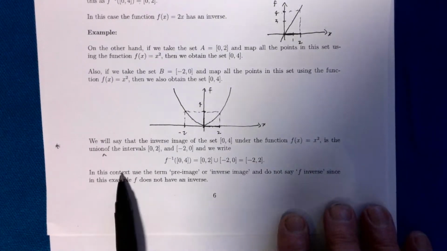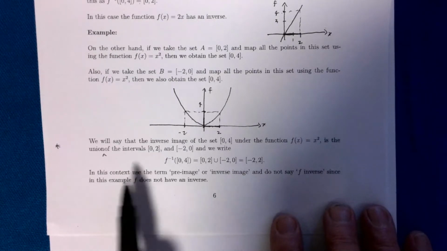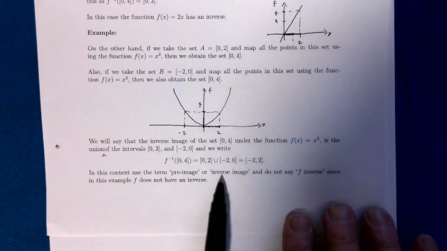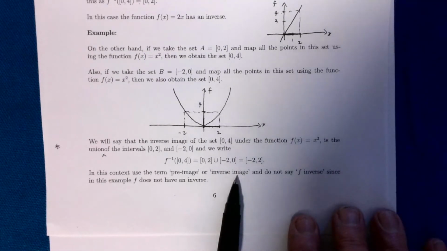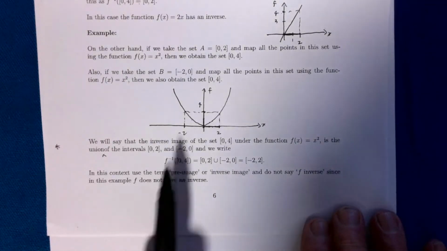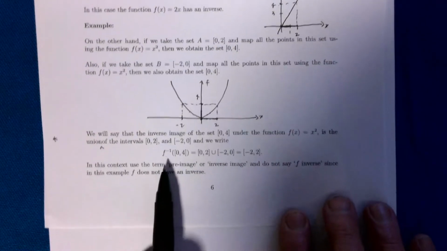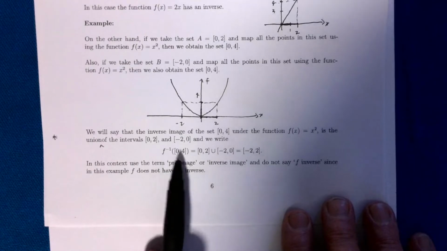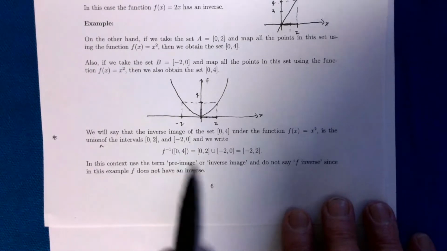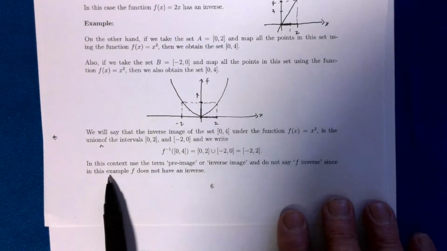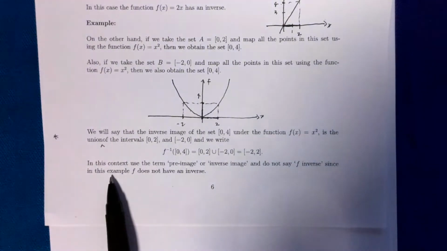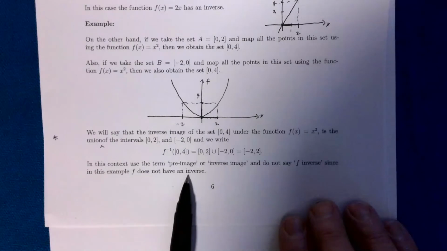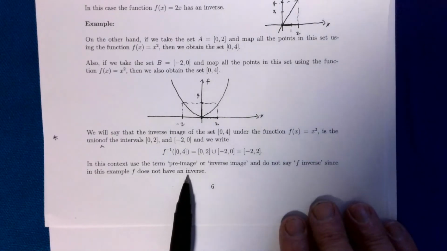So in this context, I'm not going to say f inverse, I'm going to talk about the pre-image of f, or the inverse image if you like. This is not f inverse, it's the pre-image of this set. So when you see this with a set, think of it as pre-image. Because in this example, the function y equals x squared, f of x equals x squared, doesn't have an inverse. There is no true inverse of this unless you restrict its domain.